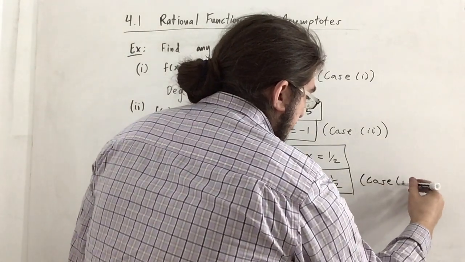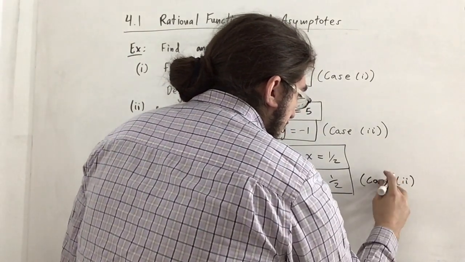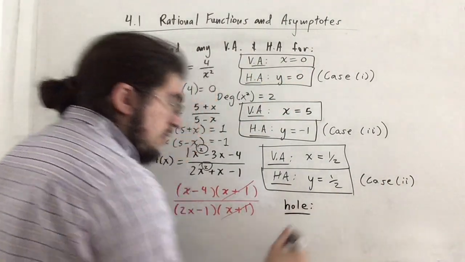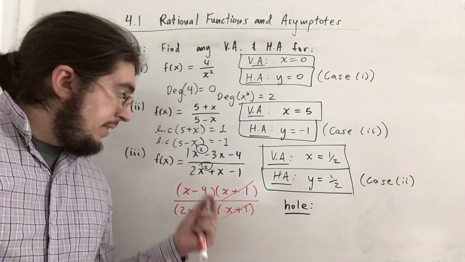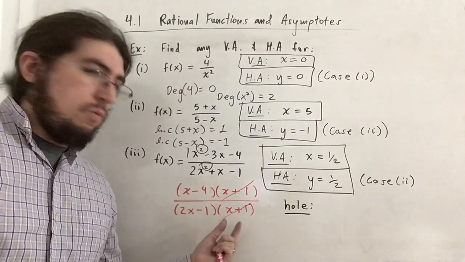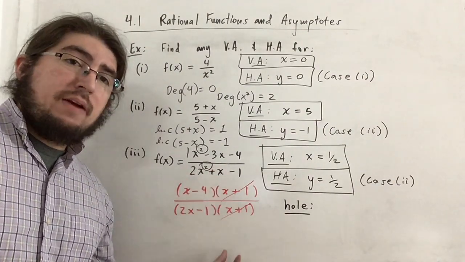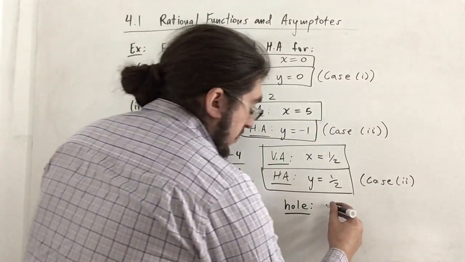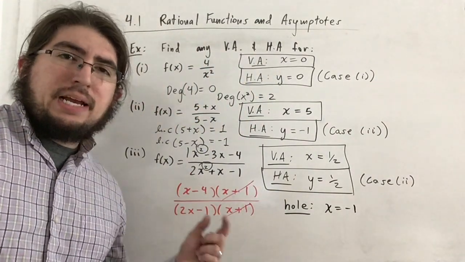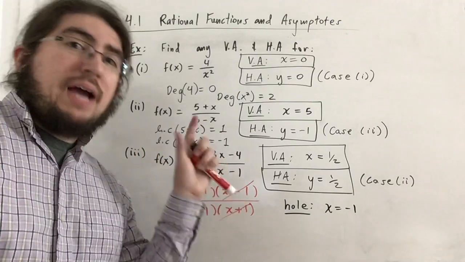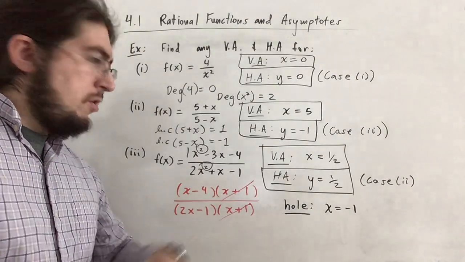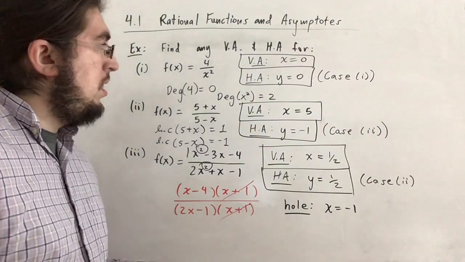Something else I want to say here is that there's a hole. Even though they didn't ask us to find the hole, I'll tell you what the hole is. The hole happens at x equals what? At x equals whatever canceled. So if you set whatever canceled equal to 0, you get x is equal to -1. So the hole isn't the point x equals -1, but if you go to the point of the curve at x equals -1, you'll see that point where we'll make that hole.